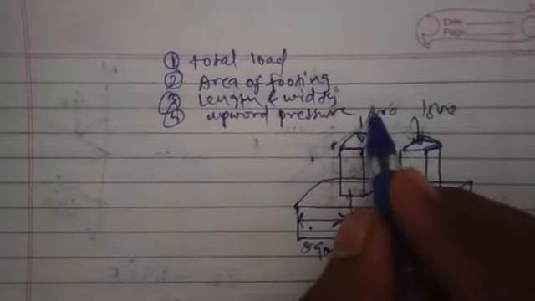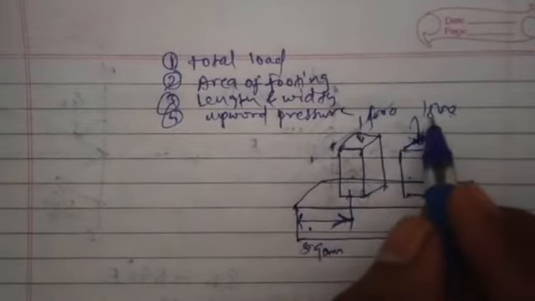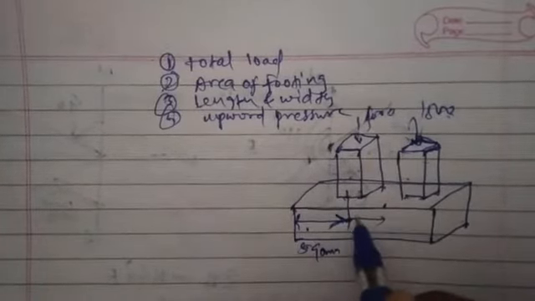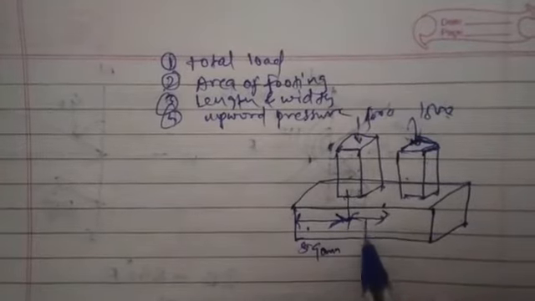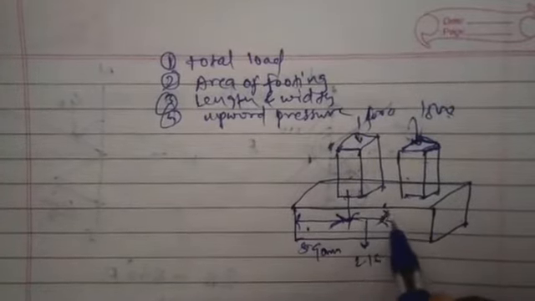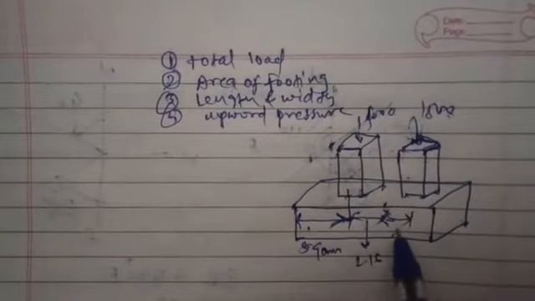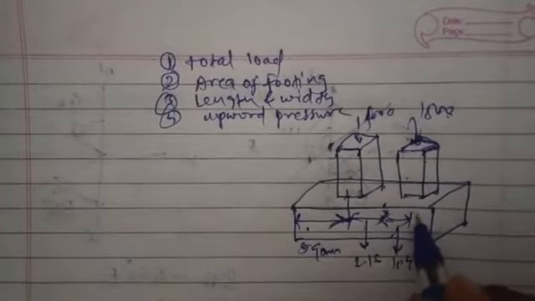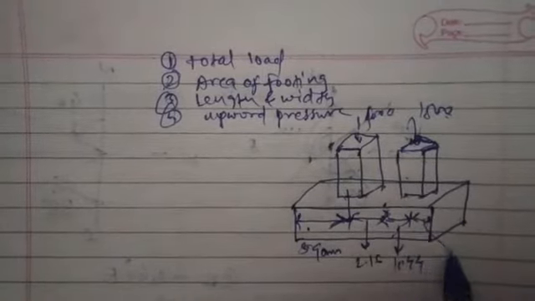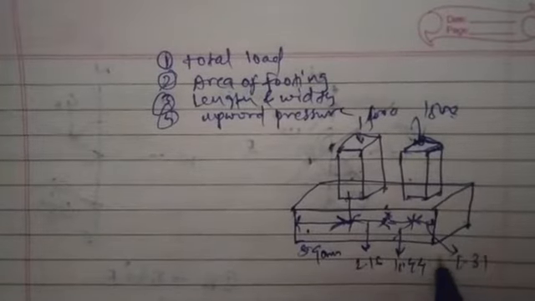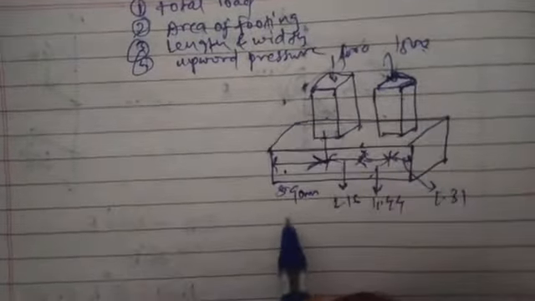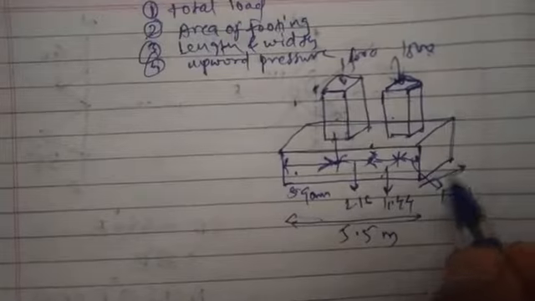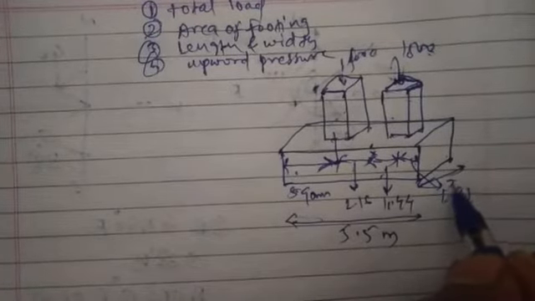So the effective point at which this combination of load will act is at 2.16 distance from center of column A. So it is 2.16. This distance is 1.44, and the outer projection from the center of B is 1.31. So we have calculated this data. This total length of footing which we have got is 5.5 meter, and this dimension of footing, that is width of footing, is 1.8 meter.